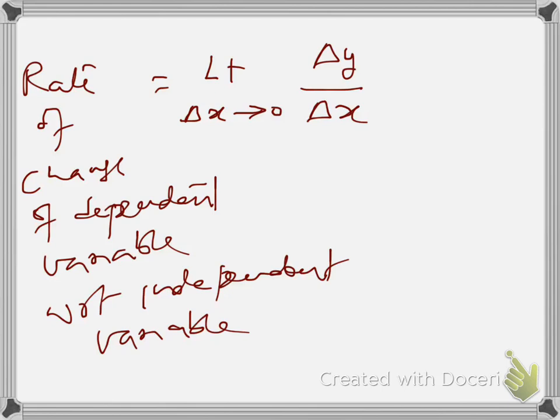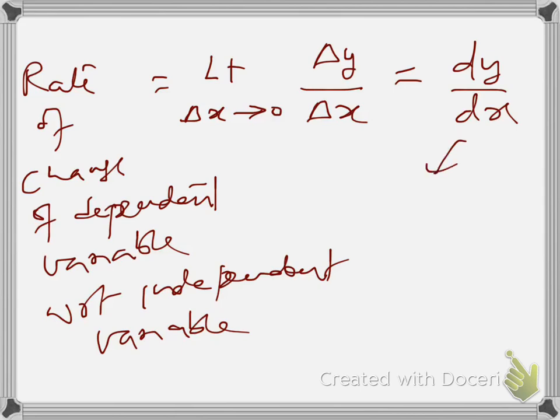So whenever you have a dependent and independent variable, you can define rate of change. By default, rate of change means rate of change of dependent with respect to independent. That is change in dependent divided by change in independent, with change in independent going to 0, tending to 0. If you want, you can write it as dy by dx.